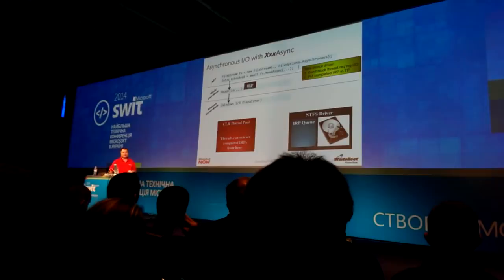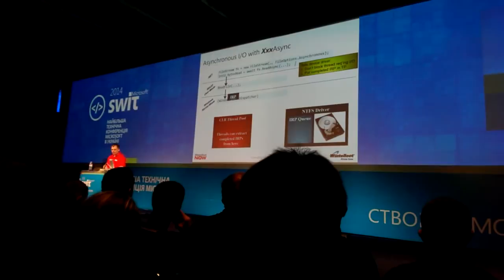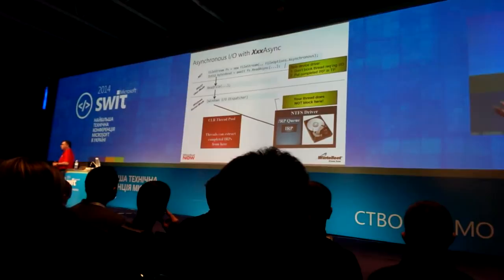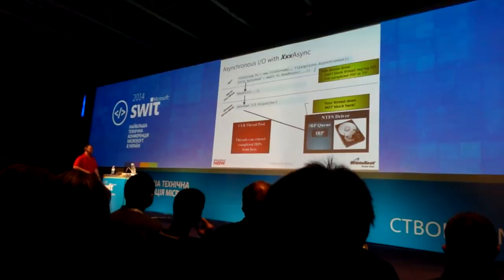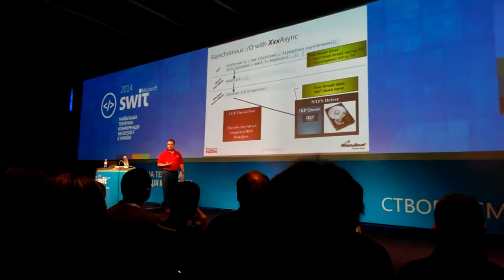The operating system will then take the IO request packet and will shove it into the IRP queue for the desired hardware device, in this case, the hard disk. But now, a beautiful thing happens. Because we use that flag, FileOptions.Asynchronous above, your thread will not block here now.